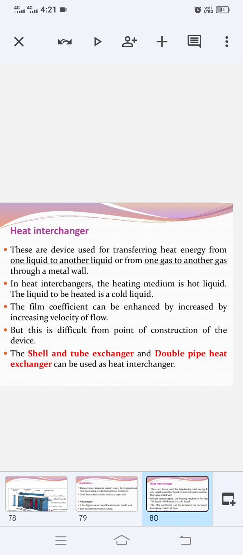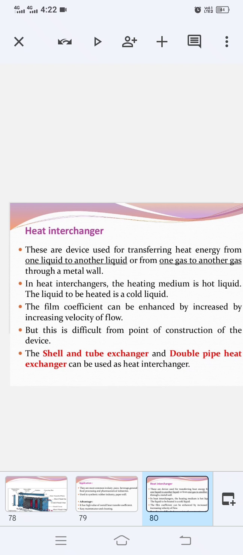In this, the film coefficients can be enhanced by increasing the velocity of the flow, and from the point of view of construction, it is difficult to increase the velocity of the hot fluid outside the tubes. It is easy, however, to increase the velocity of the flow inside the tubes. However, the surface area of contact can be increased by introducing baffles in the construction. The increased surface area of contact enhances the coefficient.